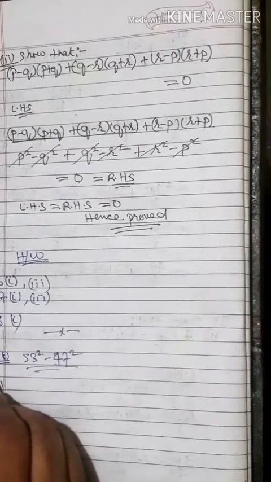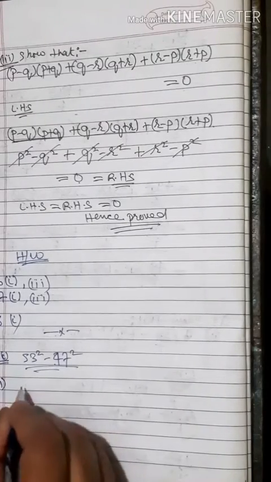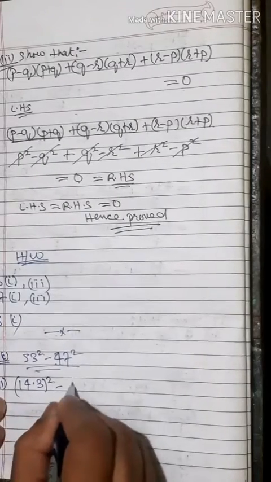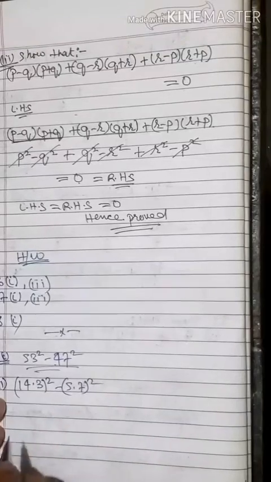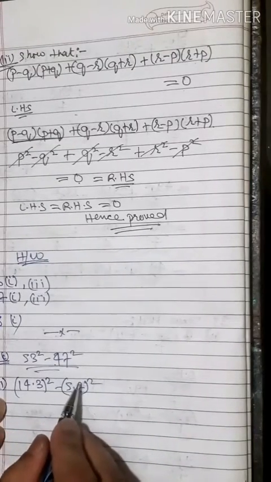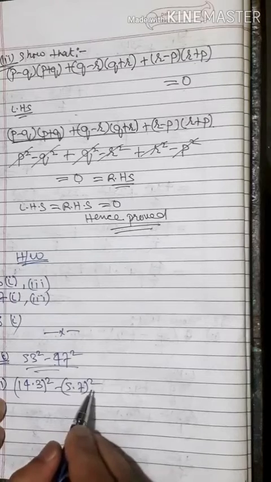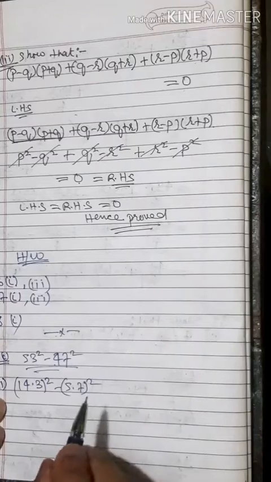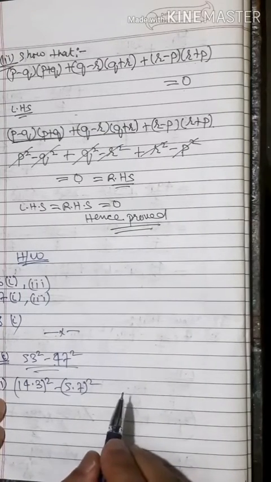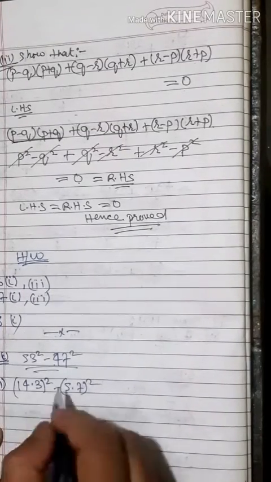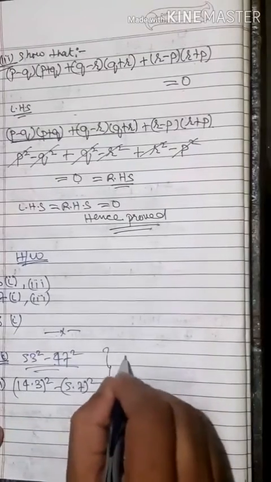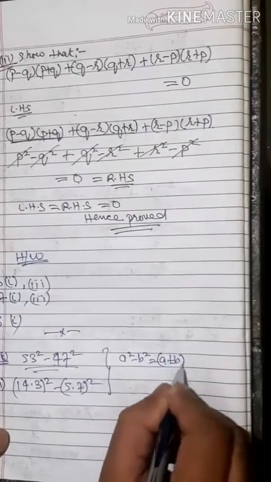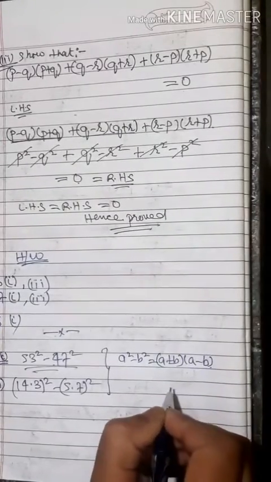Question number 6 Roman 3 is 14.3 whole square minus 5.7 whole square. Again this is in the form of a square minus b square, which is a plus b into a minus b. That means 14.3 plus 5.7 multiplied by 14.3 minus 5.7. So the same process. In both these questions, what formula are you using? a square minus b square is equal to a plus b multiplied by a minus b.